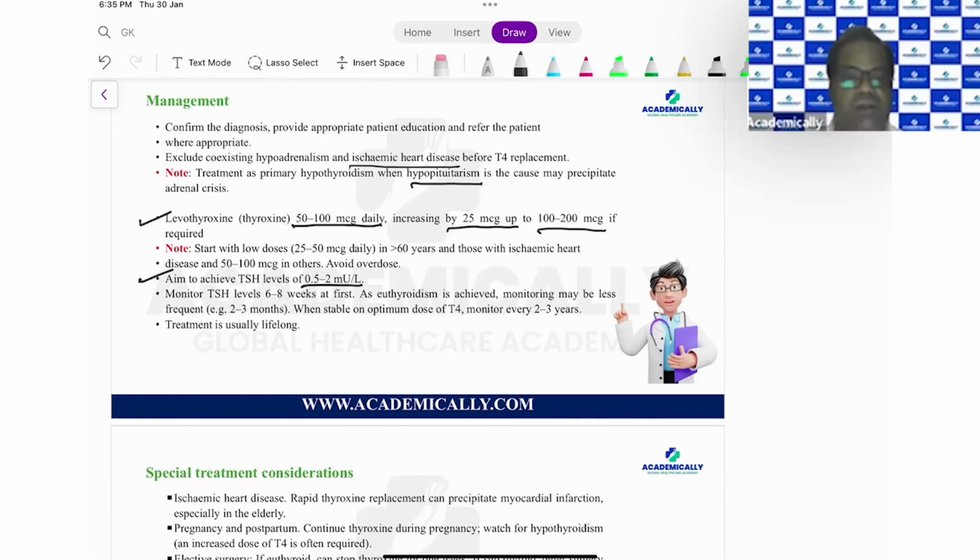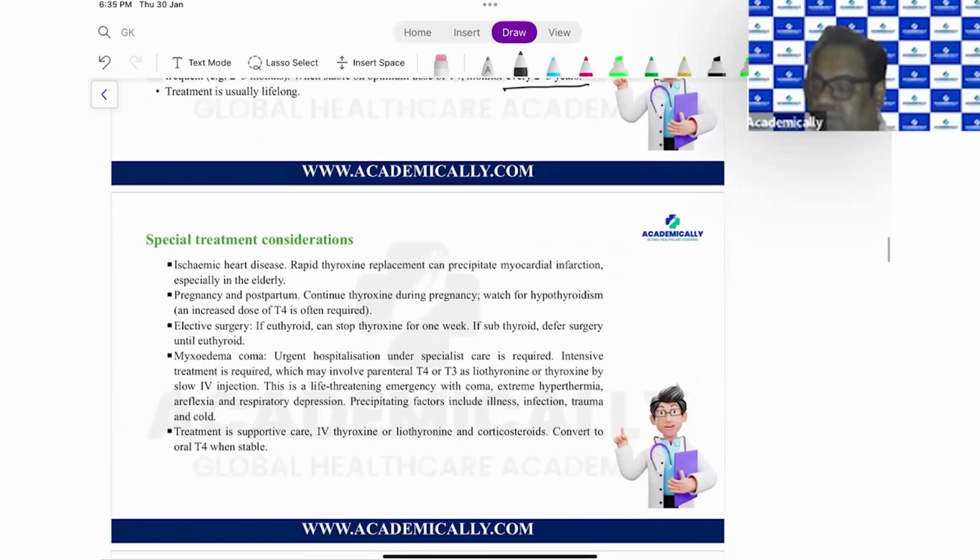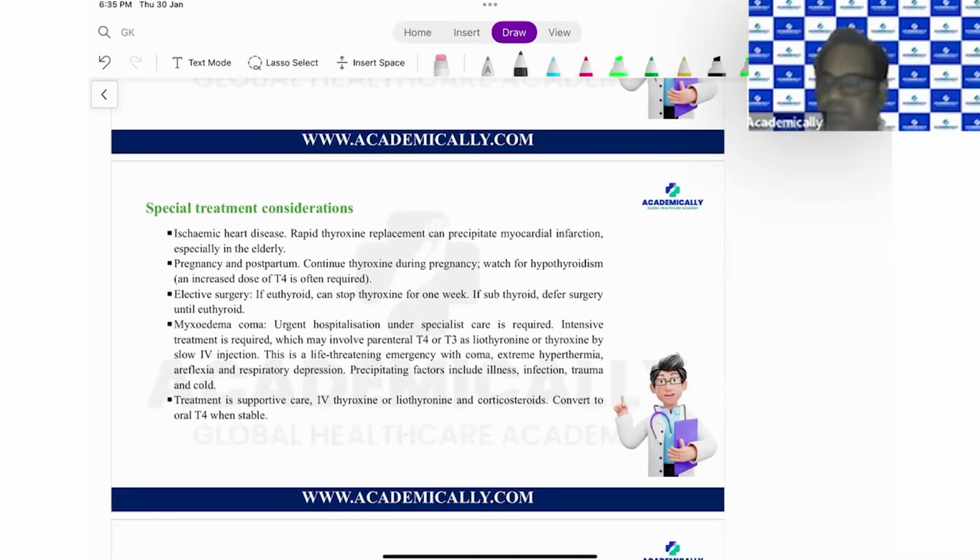Monitor TSH levels firstly at 6 to 8 weeks and then maybe at 2 to 3 months. And when everything is okay, you can do it every 2 to 3 years. Treatment is usually lifelong. As long as the person is alive, you have to give this. If the person has ischemic heart disease, don't increase thyroxine rapidly. Do it very, very slowly.